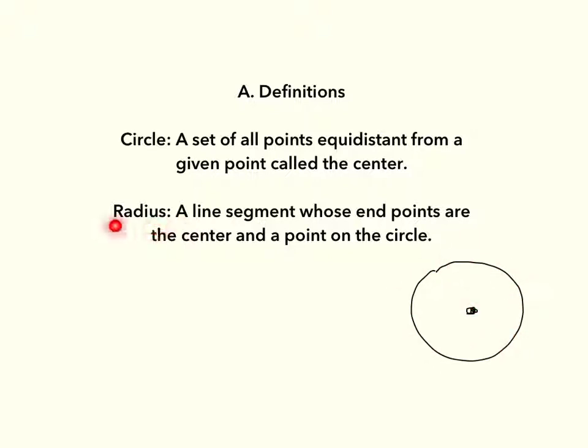And then your radius is a line segment whose endpoints are the center and a point on the circle. So one of the endpoints is the center, the other one is a point on the circle. And of course your radius can be here, it could be anywhere, just as long as the endpoints are the center and a point on the circle.